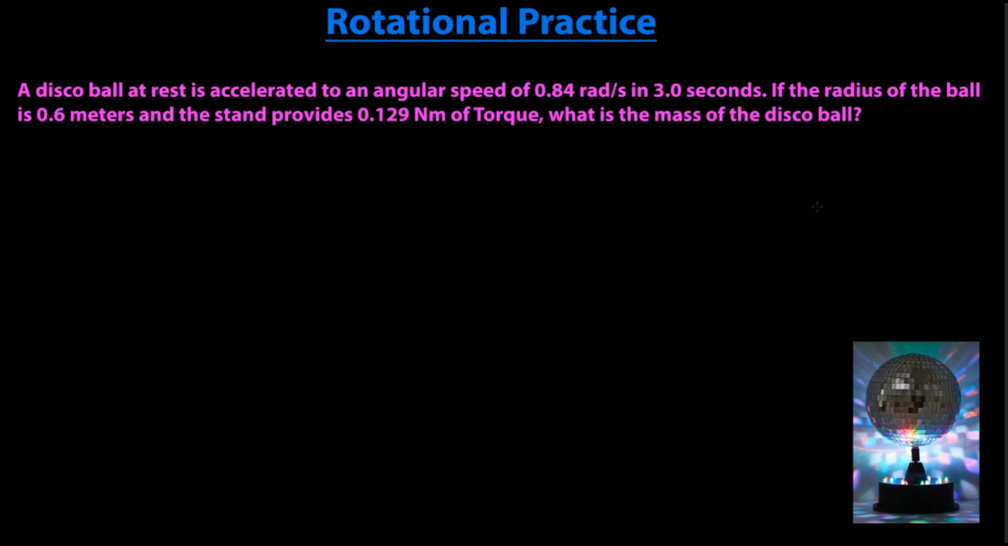Here's our problem. A disco ball at rest is accelerated to an angular speed of 0.84 radians per second in 3 seconds. If the radius of the ball is 0.6 meters and the stand provides 0.129 newton meters of torque, what is the mass of the disco ball?